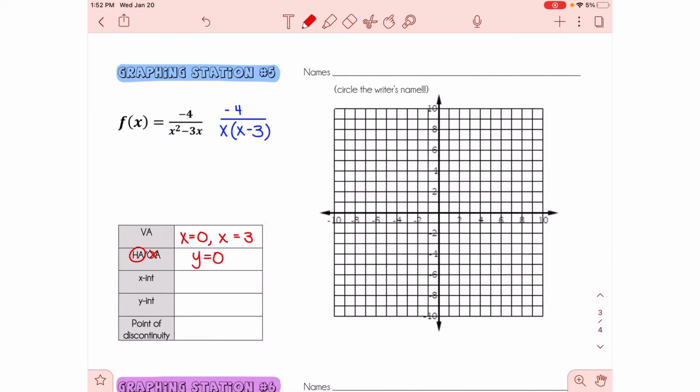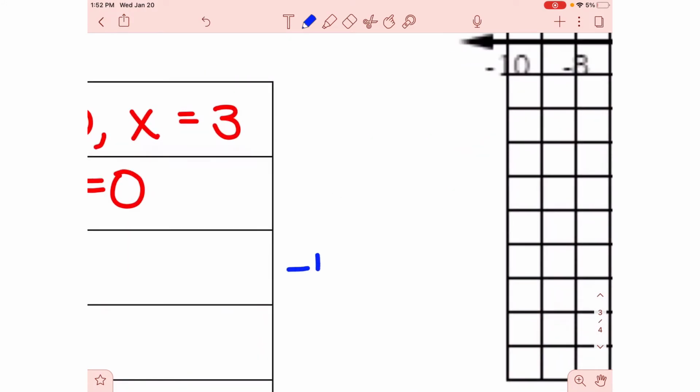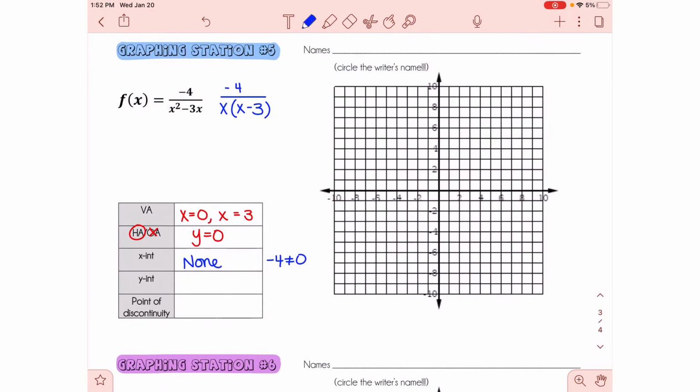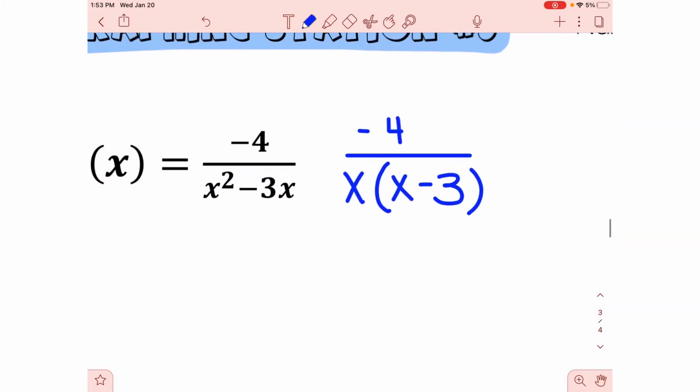X and Y intercepts, so same thing as usual. Now this one's actually kind of weird. X-intercept, the top has to equal 0. Well, guess what? -4 doesn't equal 0, which means there is none. So there is no x-intercept. Now here's the interesting thing. For the y-intercept, we have to do the constants.